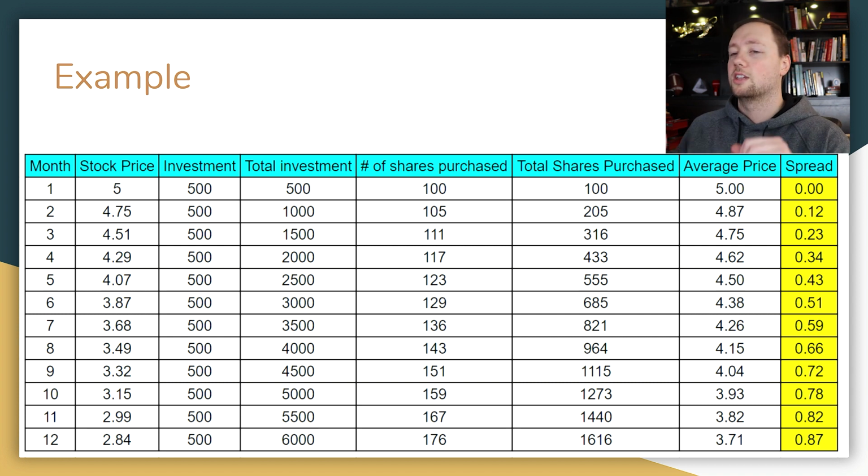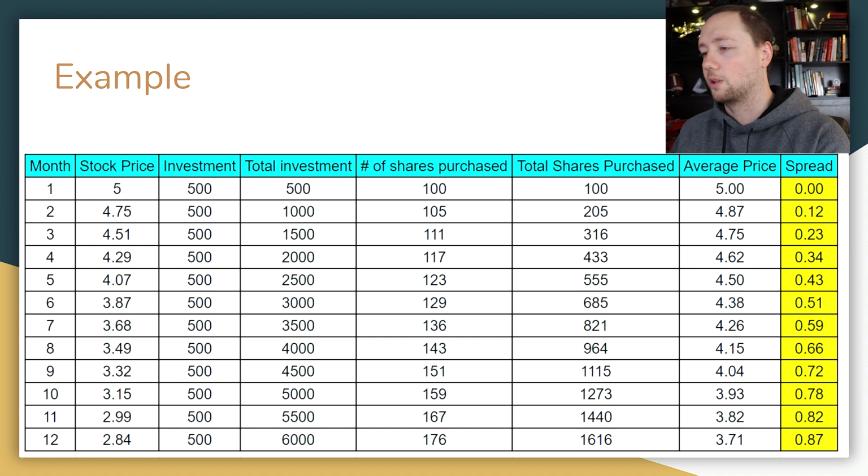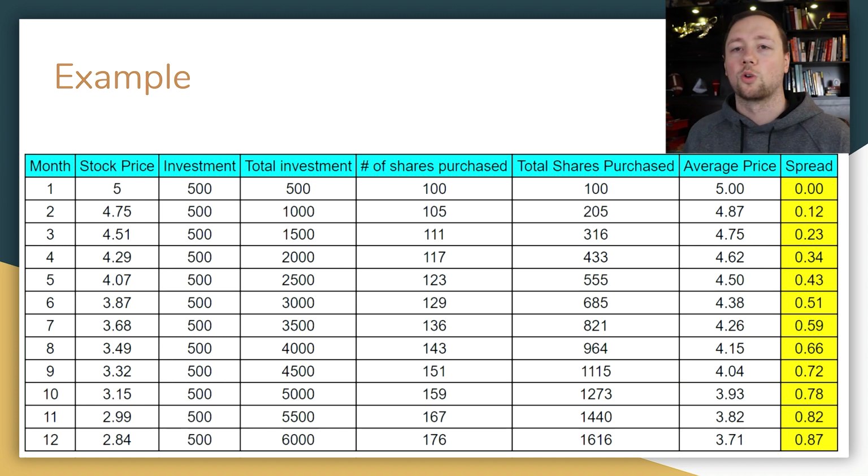Now, obviously, this is an assumption. These numbers are just simplified. Obviously, this isn't exactly how it works, but this chart does explain that principle of the more times you average down, the larger that spread becomes, and it becomes harder and harder for you to make money on that stock.